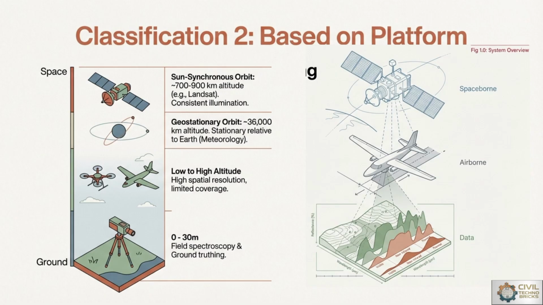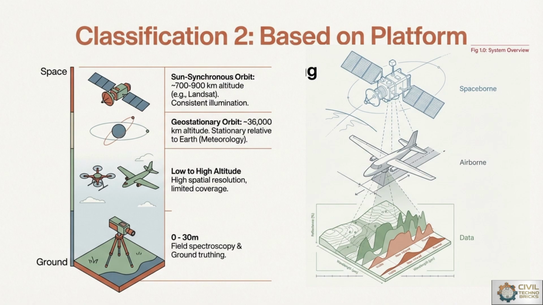The sun synchronous orbit is at up to 700 to 900 kilometer altitude. That is the Landsat satellite, which is useful for consistent illumination purposes. Then second one will be the geostationary orbit. That is, it is at up to 36,000 kilometer altitude, which is stationary relative to the Earth, for meteorological characteristics and data collection.